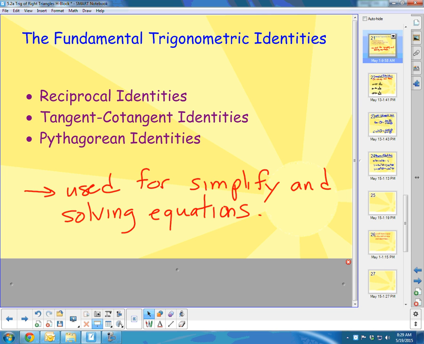Just to frame what we're going to do, these identities are primarily used when we simplify and solve trigonometric equations. They allow us to make substitutions and simplify and cancel, reduce the number of trig functions, all sorts of things like that.